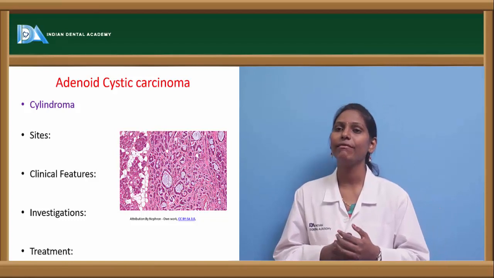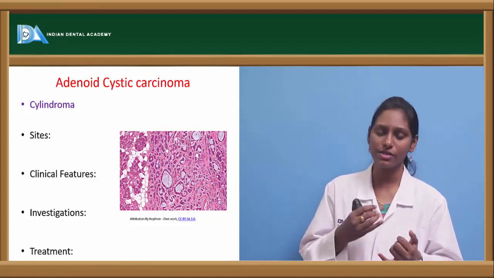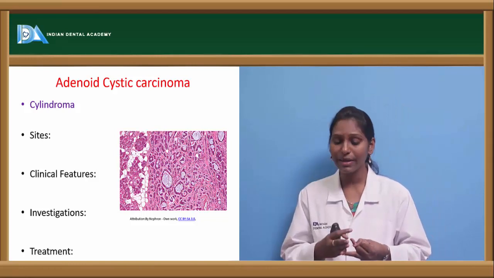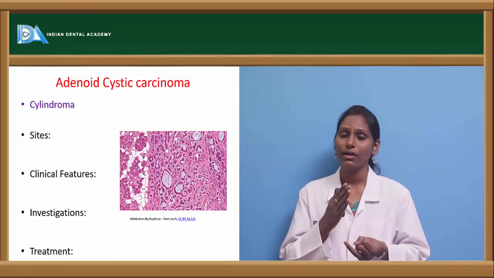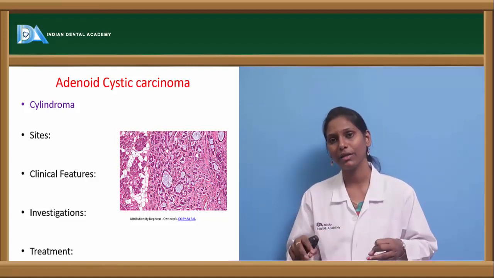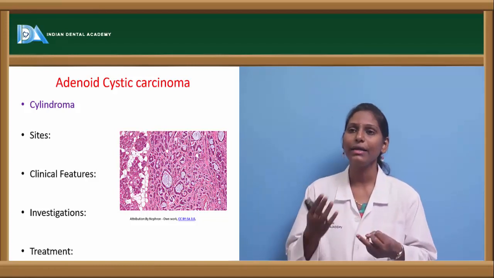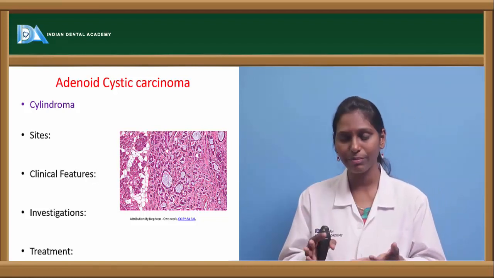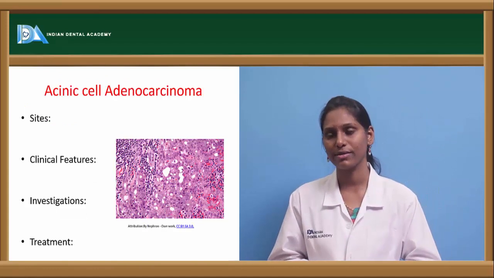Investigations, again we have regular investigations like a sialogram can be taken. We can take CT and MRI. MRI is usually your best investigation. It also gives you the margins that are present, and radical surgical therapy is the treatment of choice.